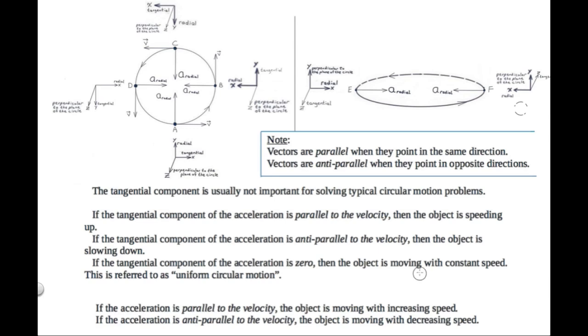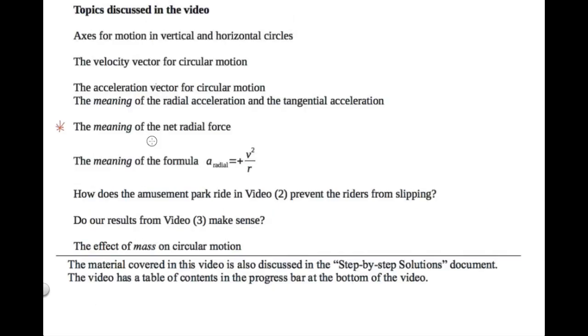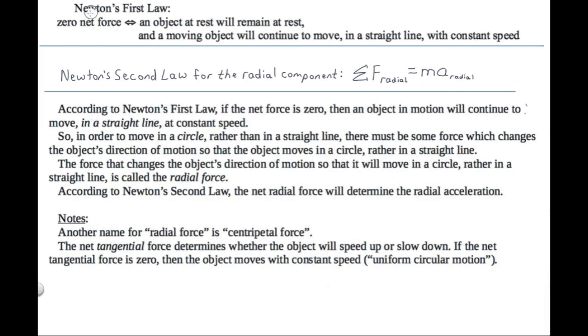Motion in a circle with constant speed is referred to as uniform circular motion. Next, let's discuss the meaning of the concept of net radial force. According to Newton's first law, if the net force on an object is 0, then an object in motion will continue to move in a straight line at constant speed.